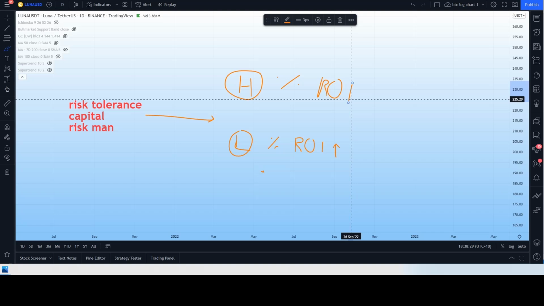And you can have a very large capital and extremely good risk management and still have a small risk tolerance. Take me, for example. I have quite a large capital, I have very, very tight risk management, and I have a very small risk tolerance. I don't allow myself to risk more than 1% of my portfolio at any given time. And I stay away from low caps.